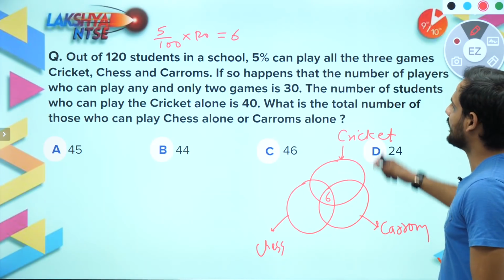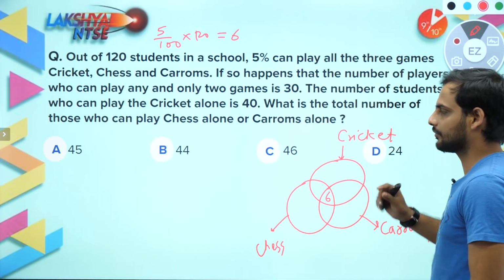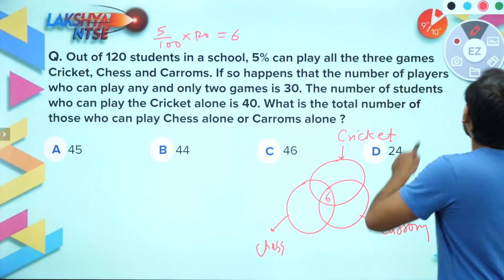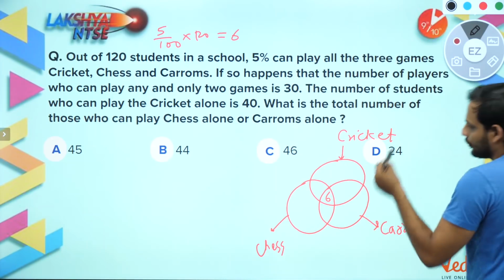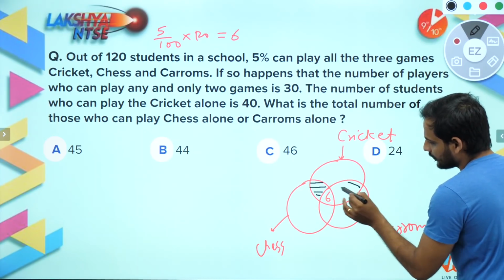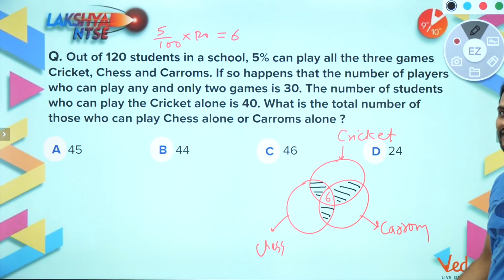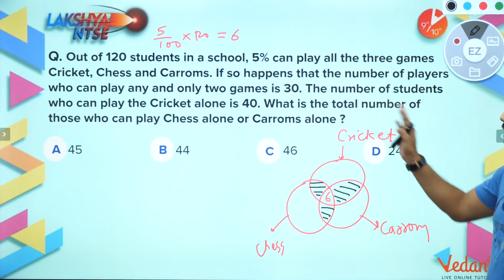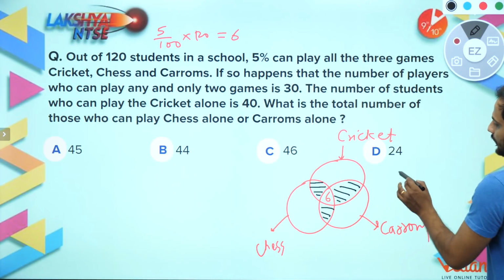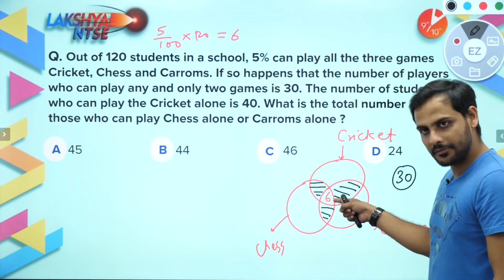Then, the number of players who can play any 2 games, but only 2. When I am talking about only 2, I am talking about this part, this and this, those who are common in only 2 circles. So there are a total of 30. That means the black area which I have shaded is coming out to be overall 30. Those who can play any 2 games is 30. Those who can play all the 3 games is 6.